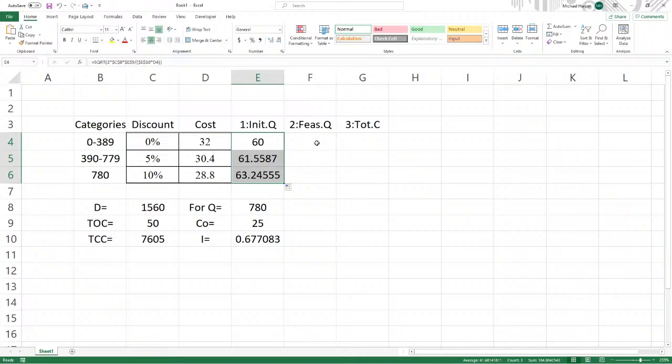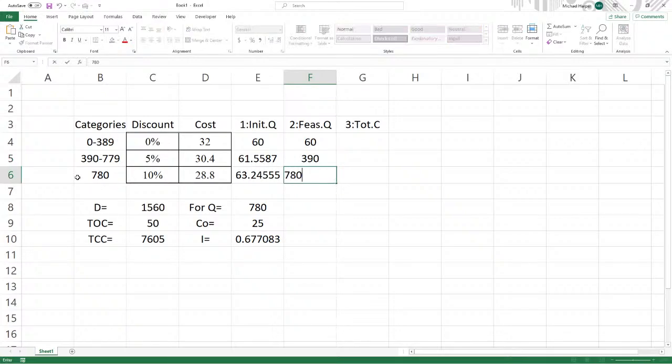So here's EOQ. What's our feasible EOQ? Well, 60 is in the range, so it's just going to be 60. Good. Here, this is not in the range, it'll be 390. Good. This is not in the range, it'll be 780. Good. Now the total cost.